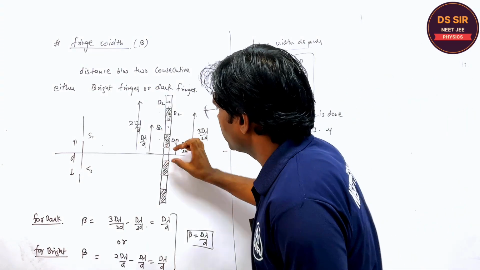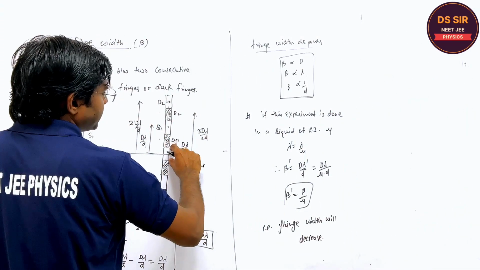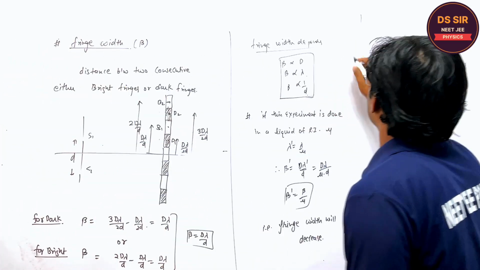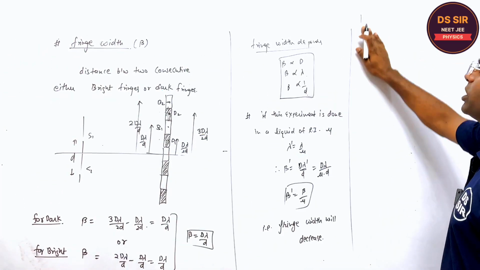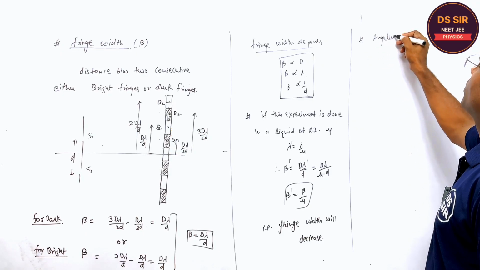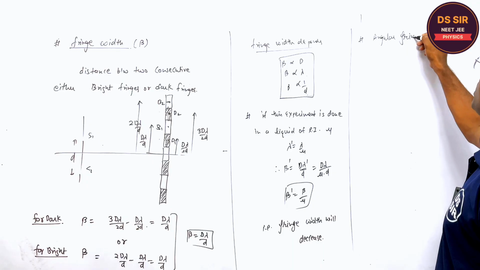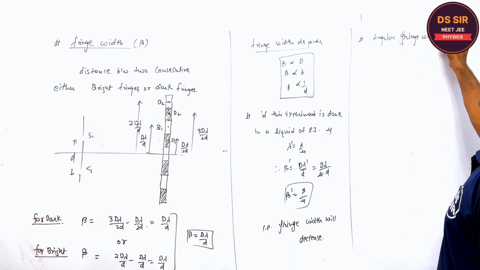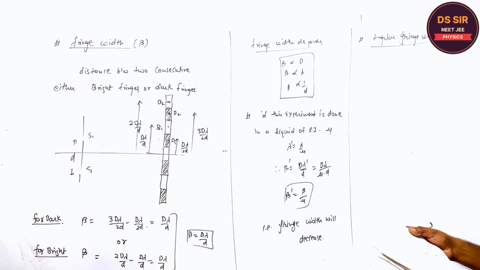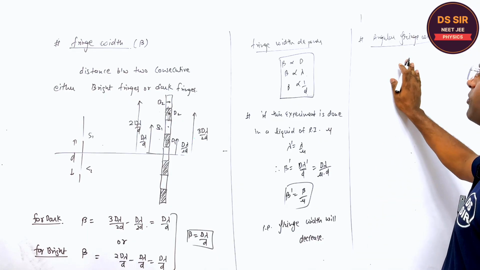This is the fringe width. Fringe width means this is the width, the distance between two consecutive fringes. Now this is the angular fringe width. Angular fringe width is represented by omega. What is the angular fringe width?